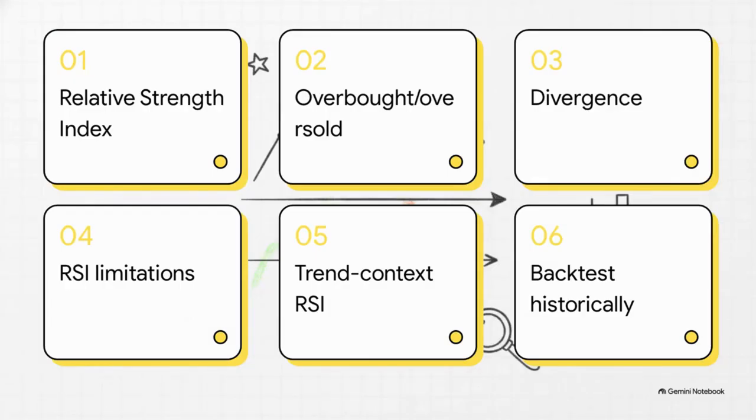So here's our roadmap for today. We'll start by defining what the RSI actually is. Then we'll dive into overbought versus oversold conditions and look at how to spot market divergence. After that, we'll cover the limitations of the tool, analyze it in a trend context, and then we'll wrap things up with a practical step for historically backtesting these signals on your own.